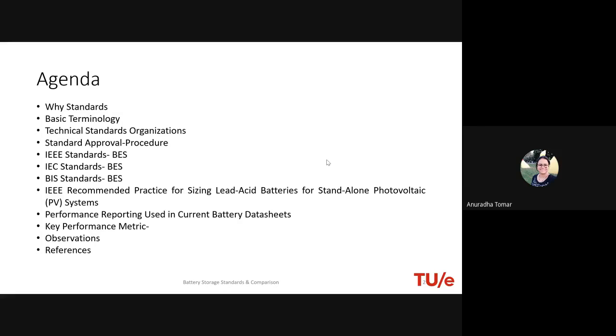Then we would cover in detail the IEEE recommended practice for sizing lead acid batteries for a standalone photovoltaic system, and then some performance reporting used in current battery data sheets, some key performance metrics, some observations while looking into these standards, and then references.